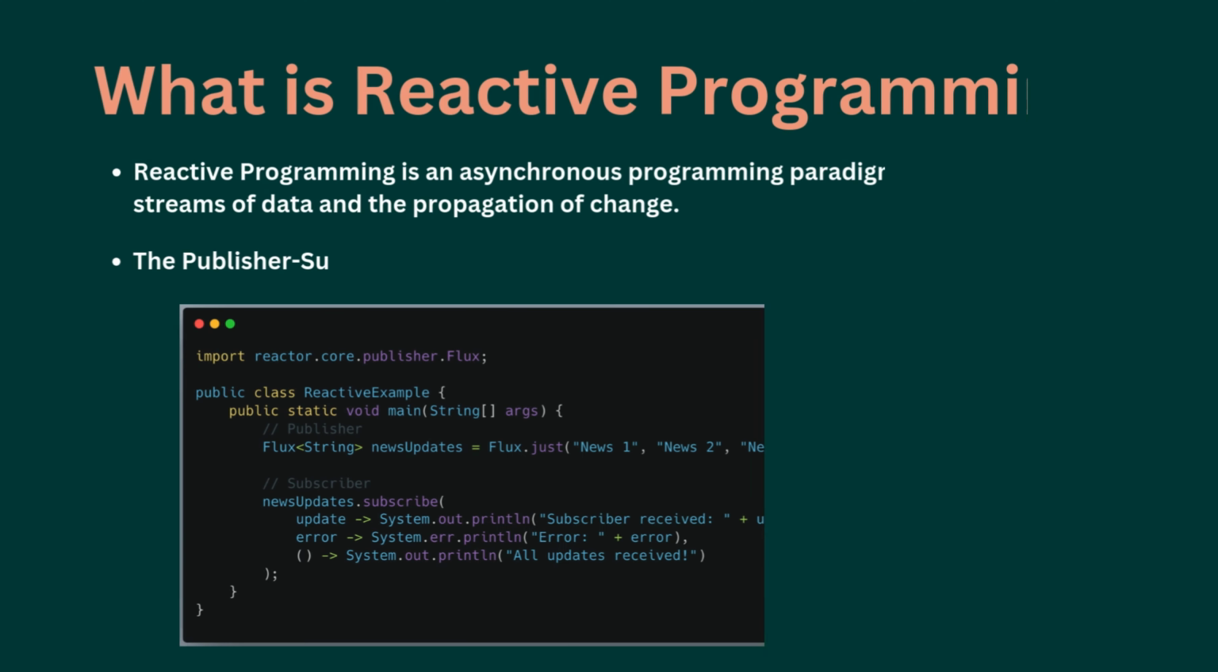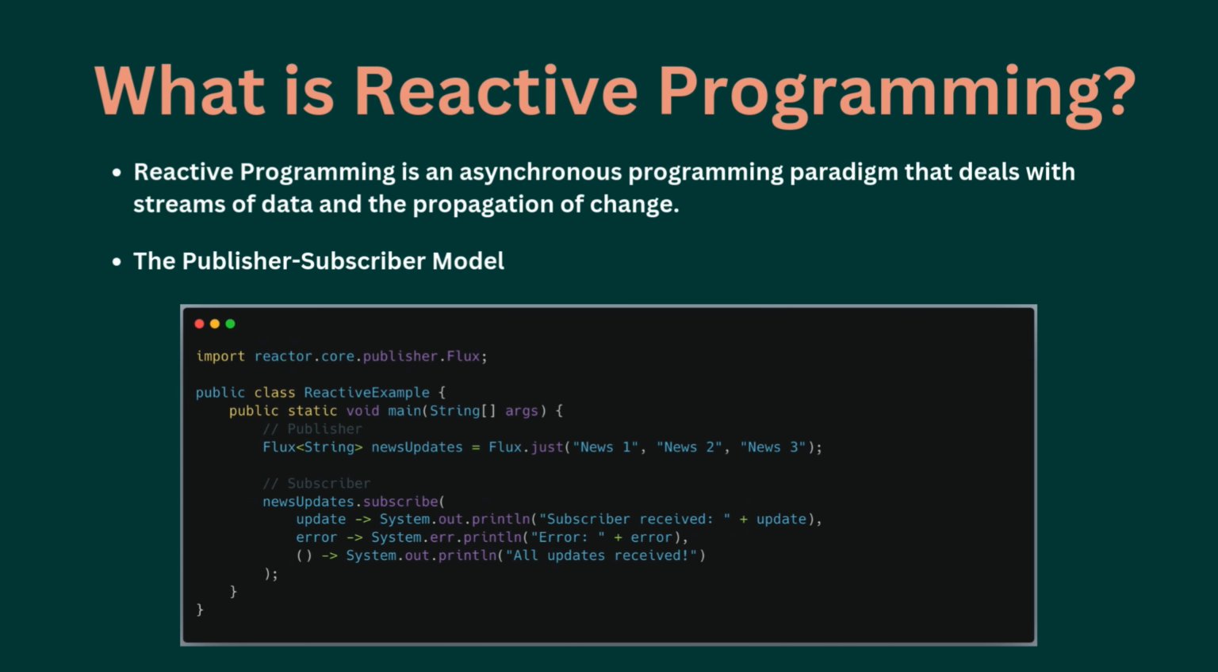Reactive programming takes asynchronous programming to the next level. It focuses on data streams and the propagation of changes. Think of it as an assembly line where each station processes data and passes it down the line. In reactive programming, you have two main actors, the publisher and the subscriber. The publisher pushes the data and the subscriber reacts to it. Think of it as a news channel broadcasting updates to its subscribers. In this example, the Flux is the publisher and the subscribe method acts as the subscriber. Notice how simple it is to define what happens when data arrives, when there is an error, or when the stream completes. We will be discussing Flux and the subscribe method in our later videos in great detail.